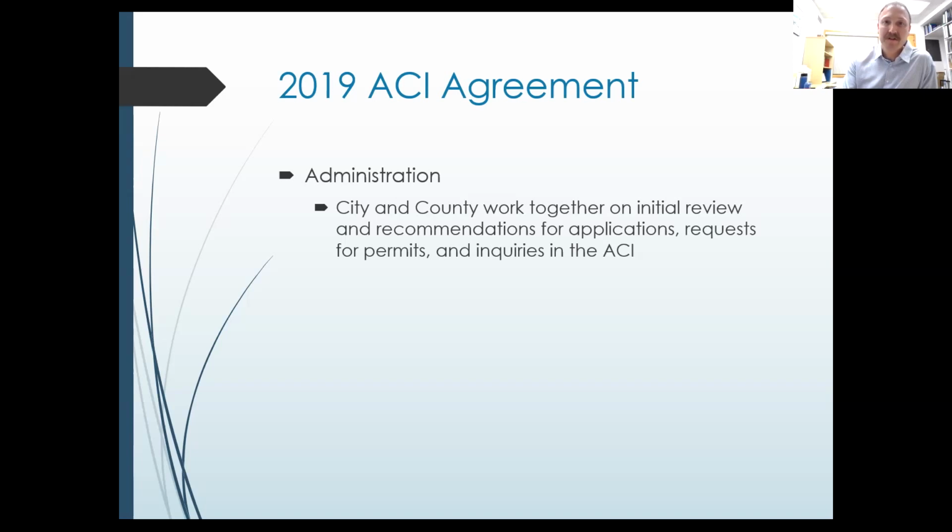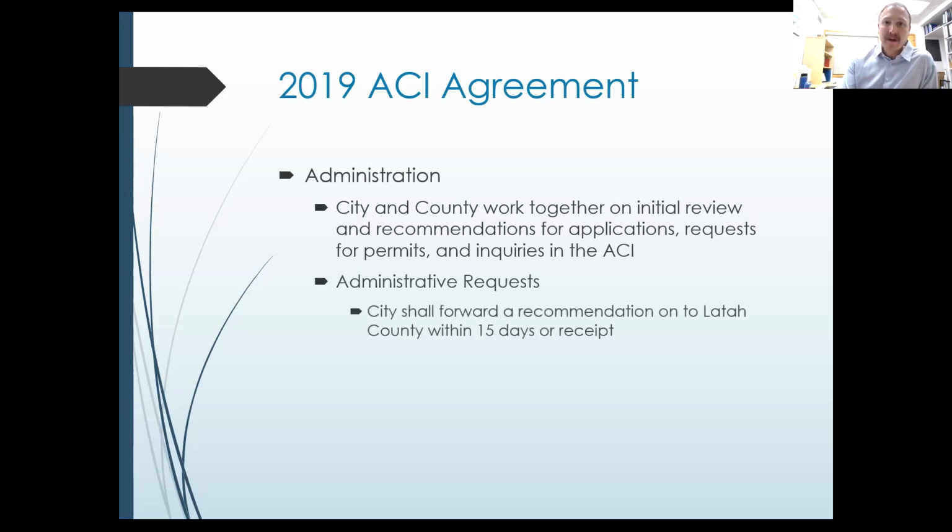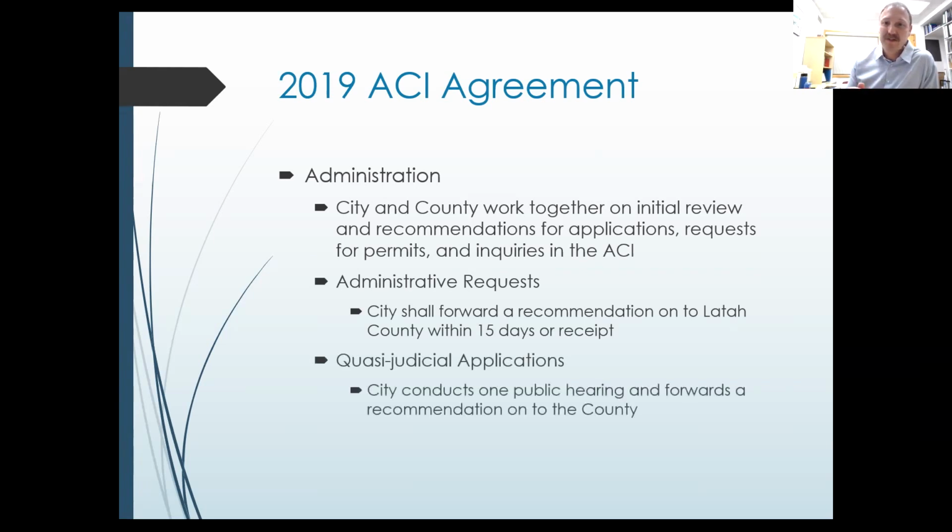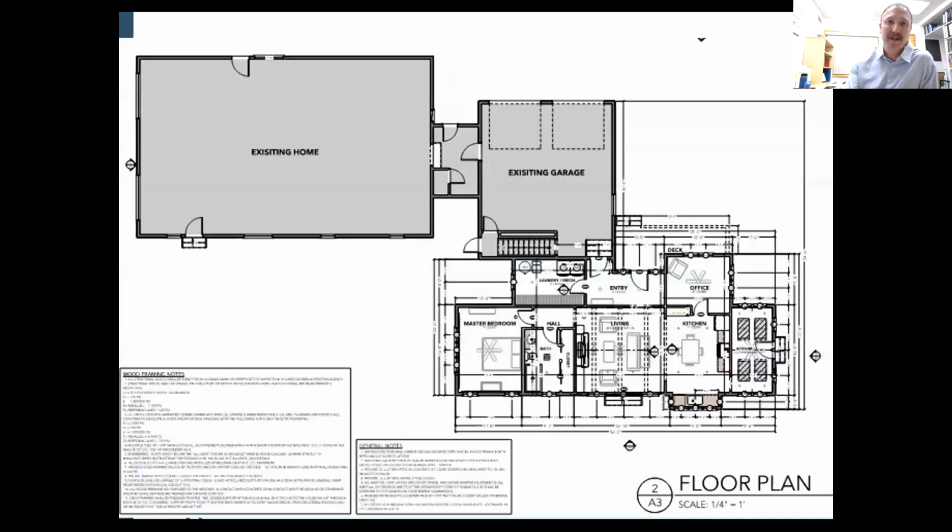But administration, we work together on those permits and inquiries and requests in the ACI. We have it laid out where the county receives all the documentation and plans, and then forwards it down to the city. And then the city ends up forwarding a recommendation back to Latah County. We have to do that within 15 days of the receipt. And then quasi-judicial applications, we conduct one public hearing and then forward the recommendation on to the county. And they have the option of accepting, rejecting, or modifying the city's recommendation.